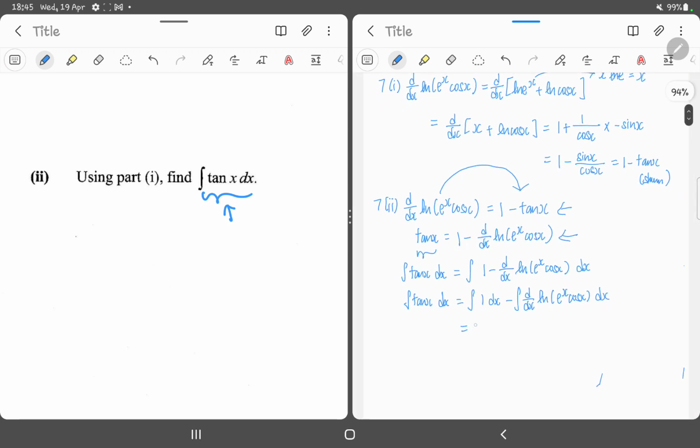So the integral of 1 dx is x, and there's a minus here. The integral of the derivative of ln(e^x cos x) is ln(e^x cos x), and then we put the arbitrary constant c over here. So this is the answer.